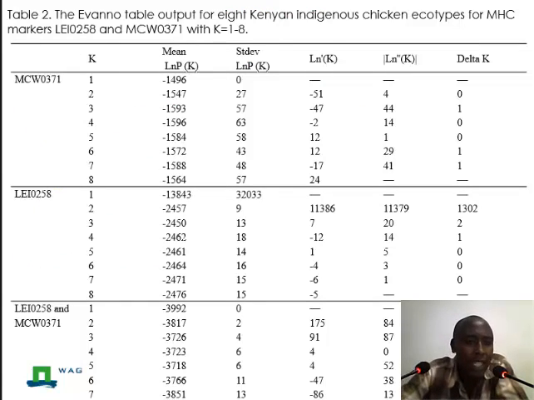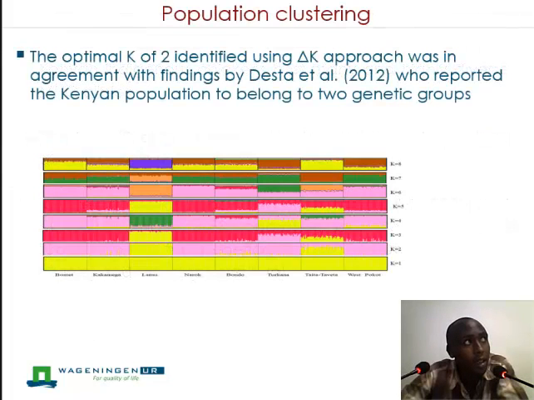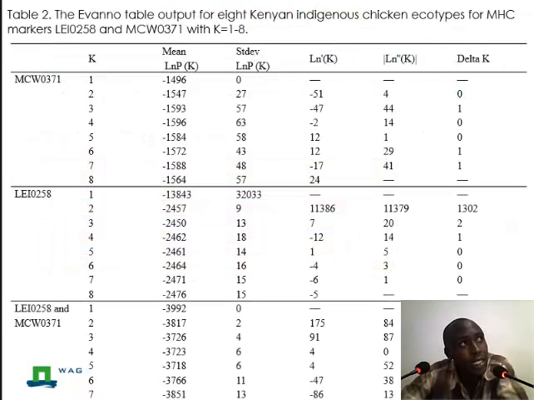Also, after running the cluster analysis, as you can see from this table, if we use the marker MCW0371, we cannot cluster our ecotypes. If you can see from the delta K here, the maximum is 1, 1, 1. So we cannot say the number of clusters is 7, or the number of clusters is 6, or the number of clusters, if you can follow this one, is 3. So the conclusion is that you cannot cluster indigenous chicken based on marker MCW0371.